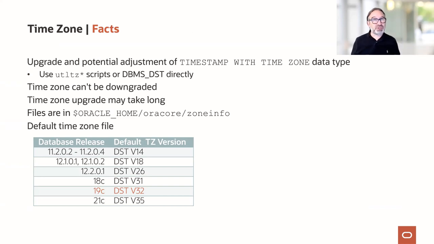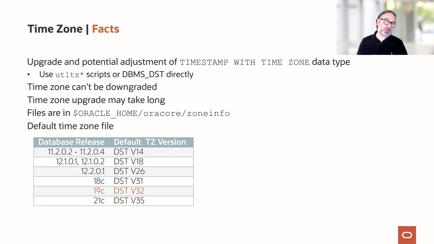Time zone. Do you have to upgrade time zone, yes or no? By default, AutoUpgrade does it. So if you have timestamp with time zone data in your database, we recommend it. Otherwise, not sure if you really need that. You can run the time zone update scripts by yourself, but be aware, time zone can't be downgraded. What does that mean? Look at the table on that slide. Let's assume we upgrade the database from 12.2.0.1, time zone V26, to 19c, time zone V32.